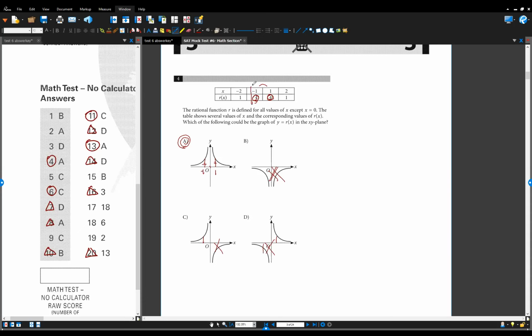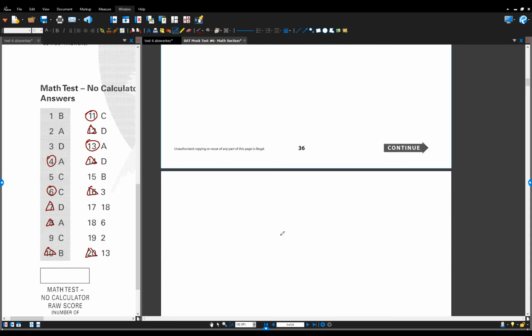We say even functions, and still, when x is -1, 1, the y value is a positive number. Okay, that's right. Choice A is the answer. Okay.